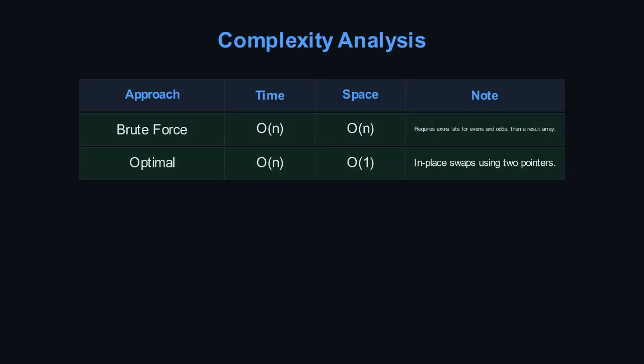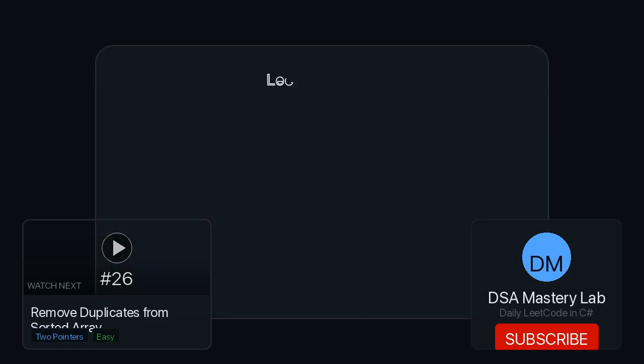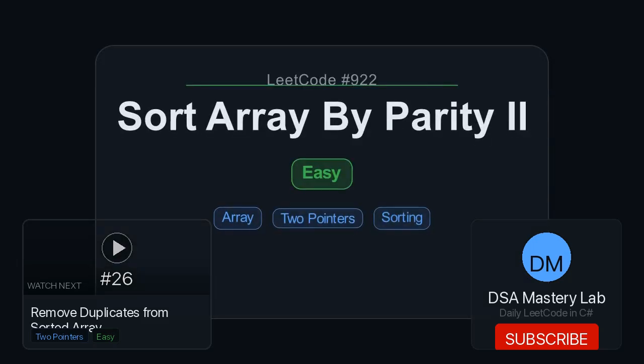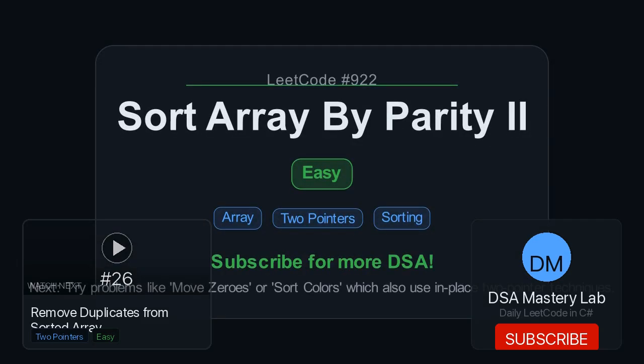This optimized solution runs in O(n) time because each number is visited and potentially swapped at most once. It achieves O(1), constant space complexity, as we only use a few constant variables for our pointers and a temporary swap. Now that you've seen the two-pointer approach, try another array problem that might benefit from this same pattern.